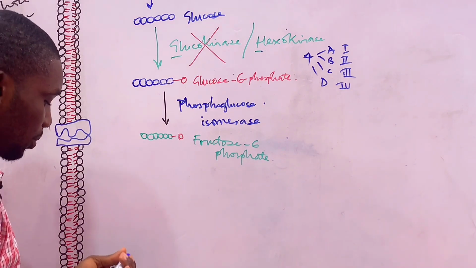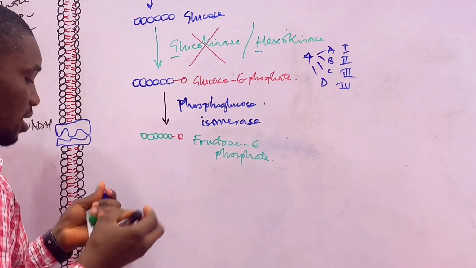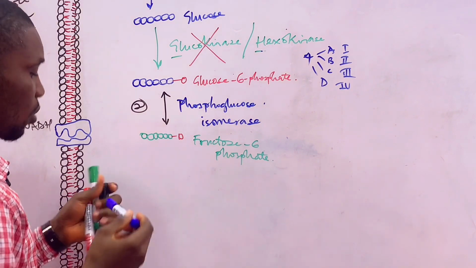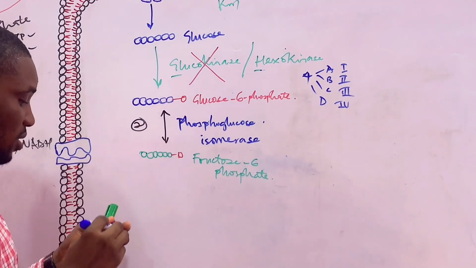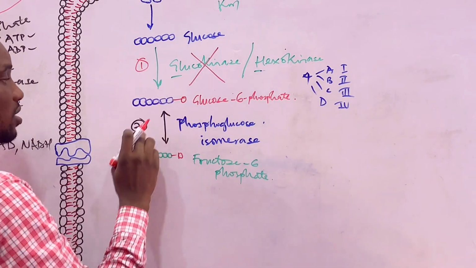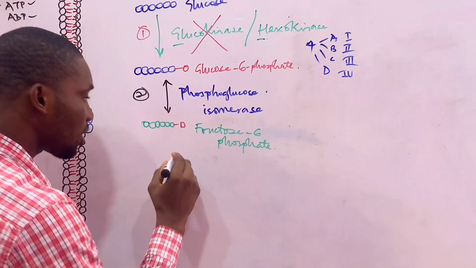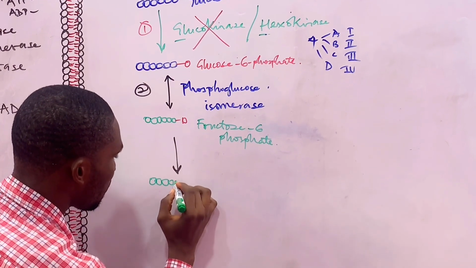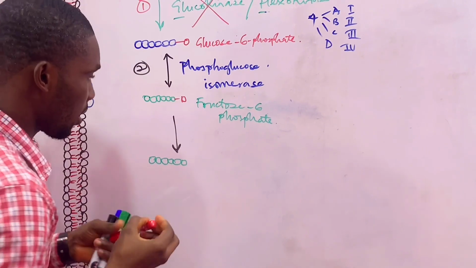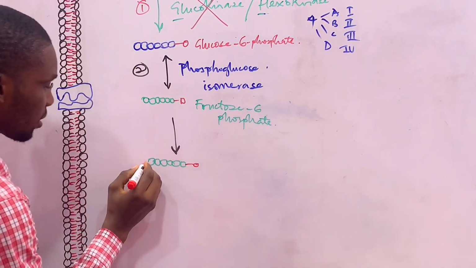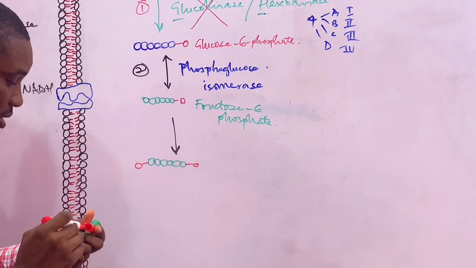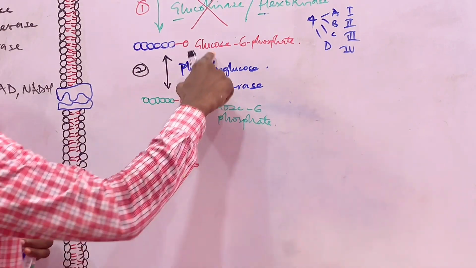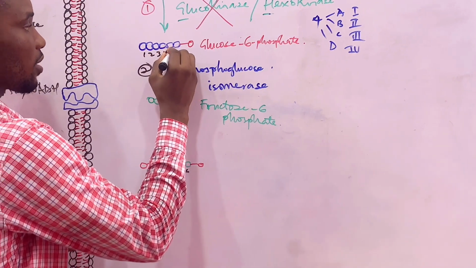Now we'll go over to another step. This reaction is reversible. As this reaction 2 is reversible, reaction 1 is irreversible. So I'll use the red for the irreversible reactions. So this is reaction 1, this is reaction 2. Reversible, reversible. For reaction 3, something is added to our fructose over here. 1, 2, 3, 4, 5, 6. Another phosphate is added at the 1 position. You know this is the 6th position, right? That's why it was called glucose 6 phosphate.